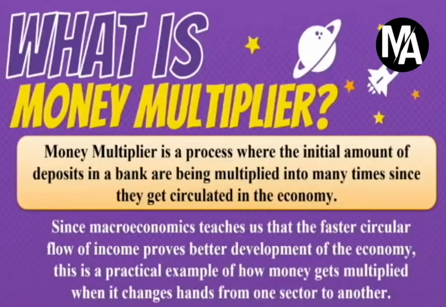So first of all, what is a money multiplier? This is basically a process where the initial amount of deposits in a bank are being multiplied many times since they get circulated in the economy.